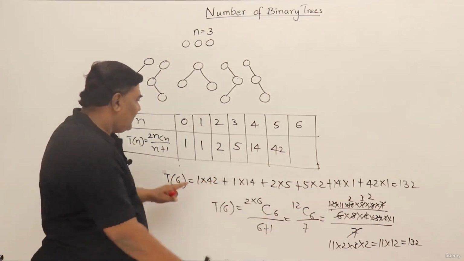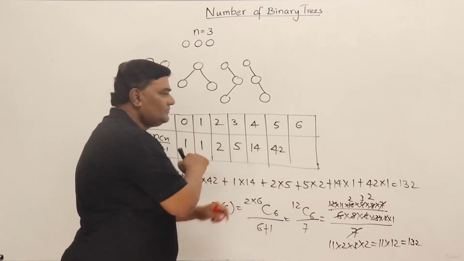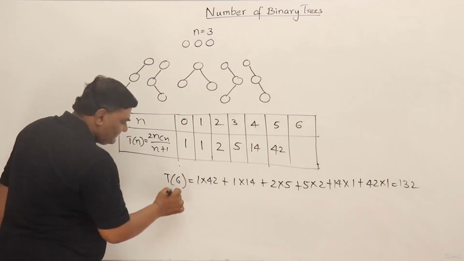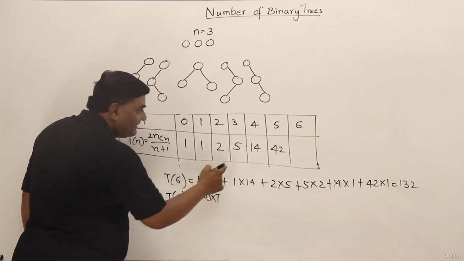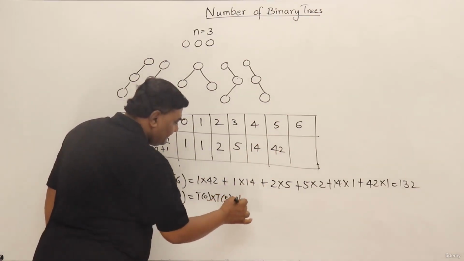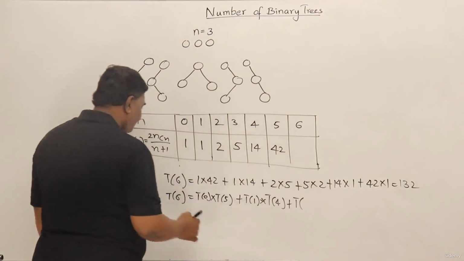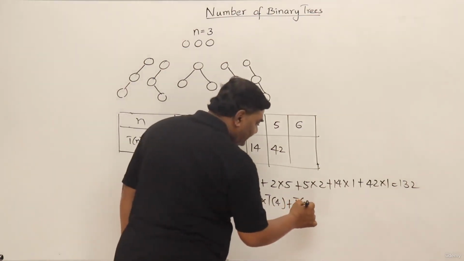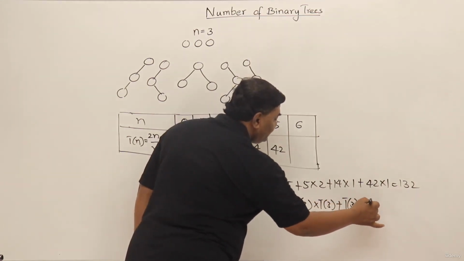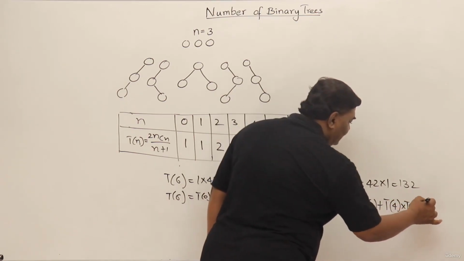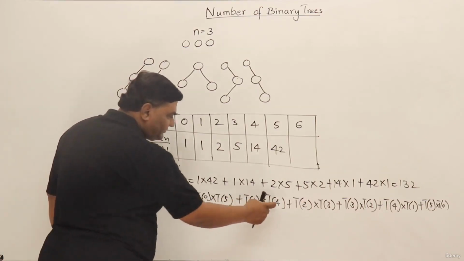So how did I get this one? I multiplied this one with this one, and this one with this one, then this two, then this two. So let us prepare a formula for that. This is T6. So this is T0 into T5, which is 42, plus T1 into T4, then T2 into T3, then T3 into T2, then T4 into T1, then T5 into T0. So the T values we are multiplying, right? These are the terms, and each term is a product of two values.